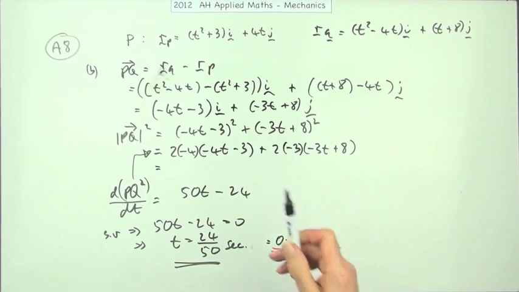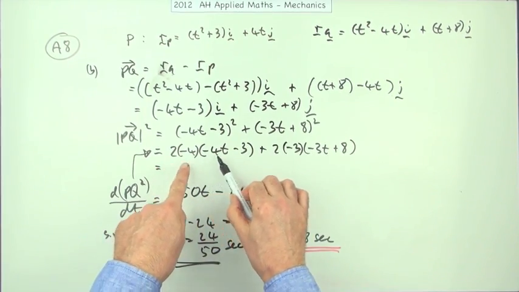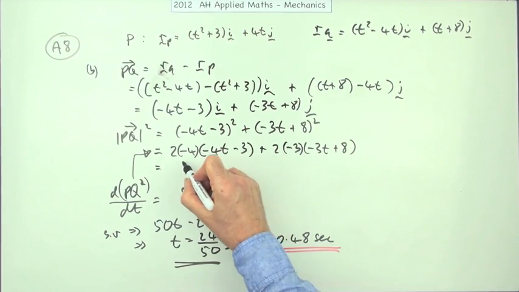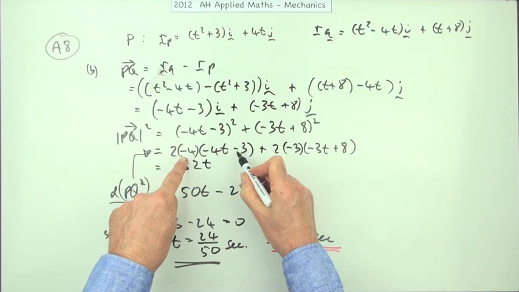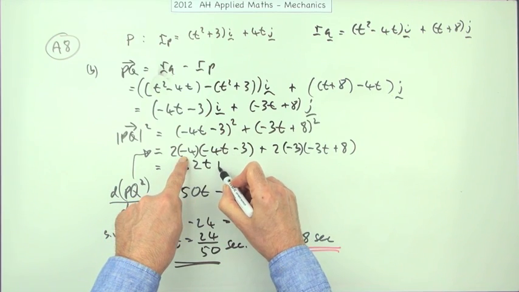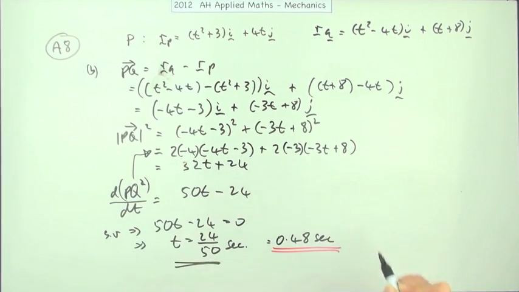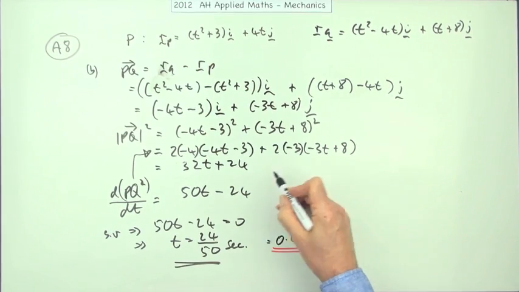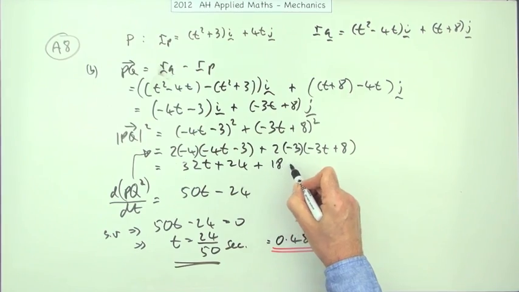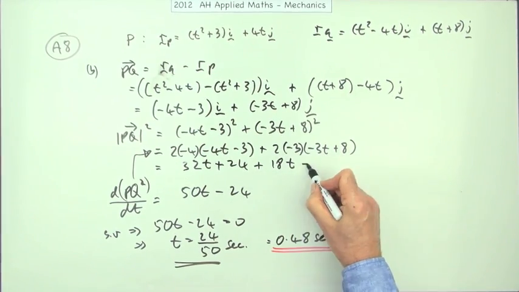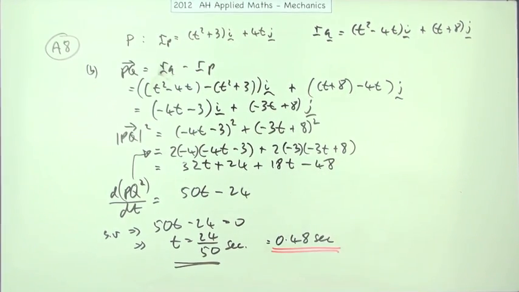So that would be, in this case, we've got 8 4s are 32. So you've got 32t, and that's again going to be plus 24. And this side here is going to be again plus, and that's 6 3s are 18t, but that will be minus 48. And when you tidy it up, it comes back to that again. So that might have been a wee bit quicker. Now there is another way.